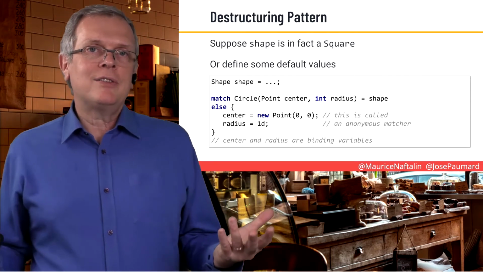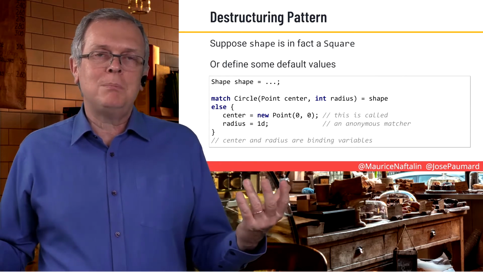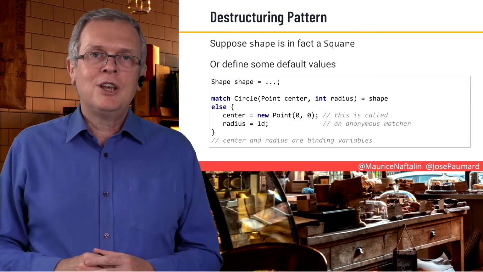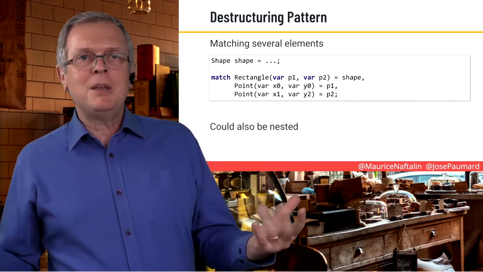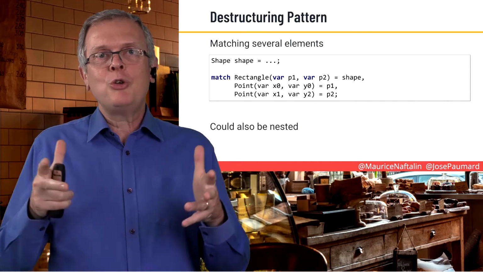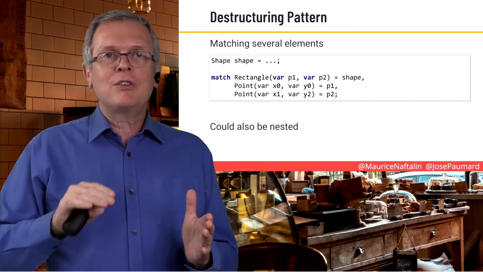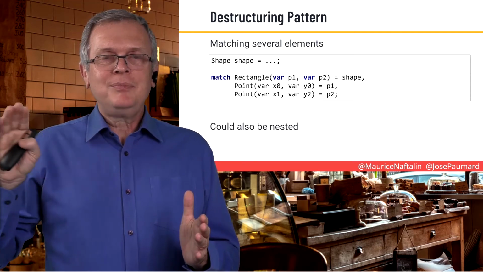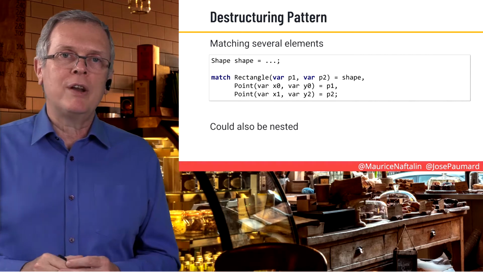And now that you have that, really all these elements make it such that the sky is the limit. You can also match more than one element in a single match. You can create as many binding variables as you wish. So you can write this kind of code: switch, and you have this rectangle that is a shape, and you extract P1 and P2 that are the components of the rectangle.